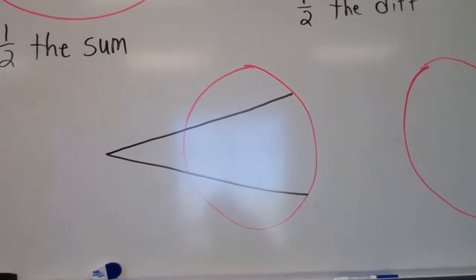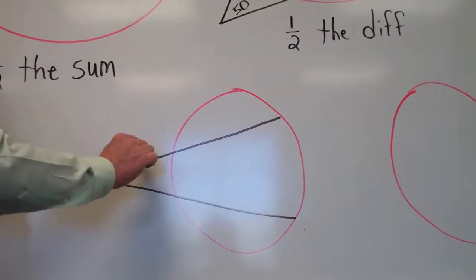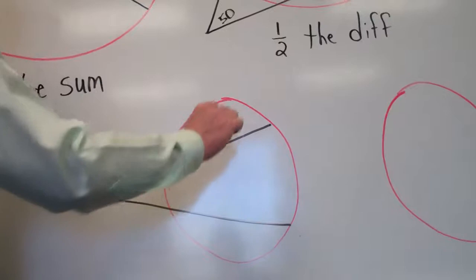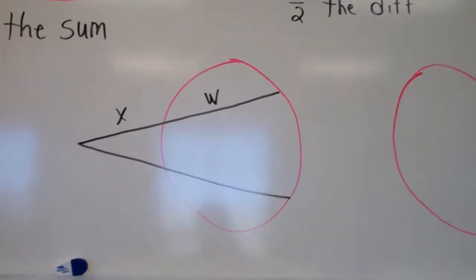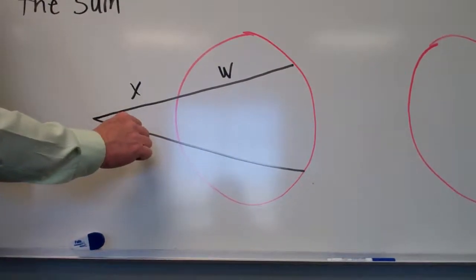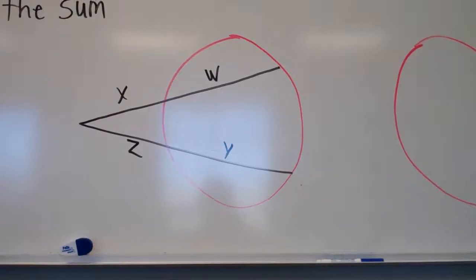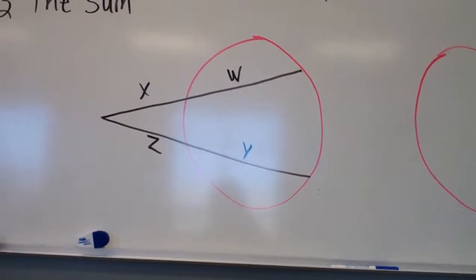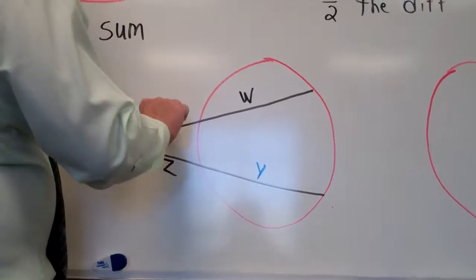All right, in this one we have an X and a W. Oh, goodness. And a Z and a Y. Like this? That looks about right, Mr. Moore. Hope I did that right. No, I didn't do that right. You need to reverse it.